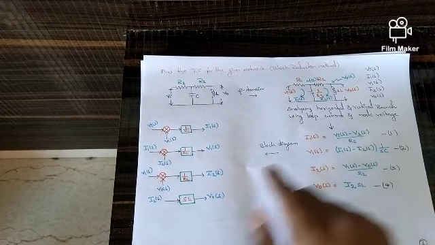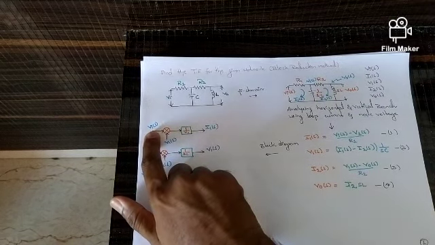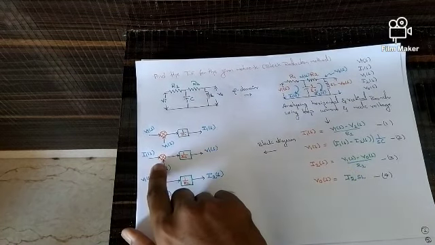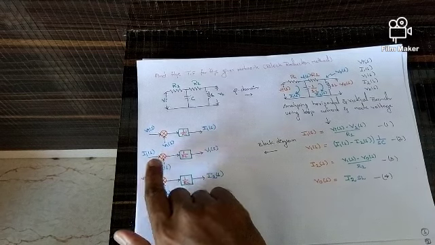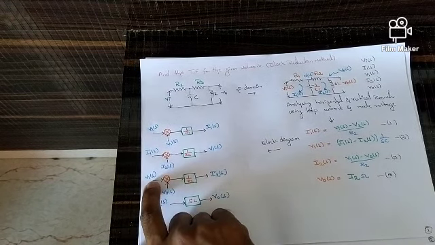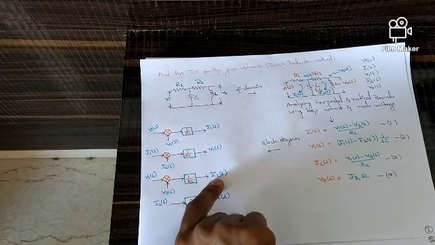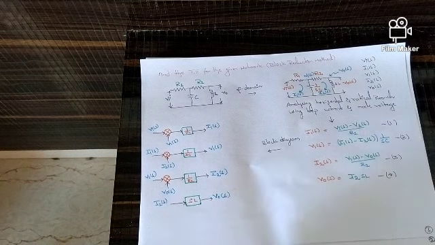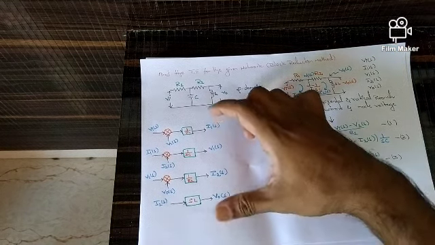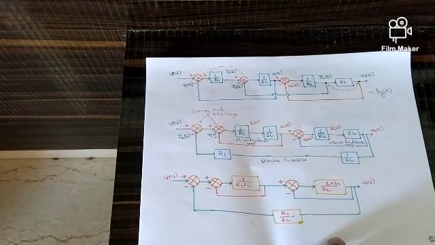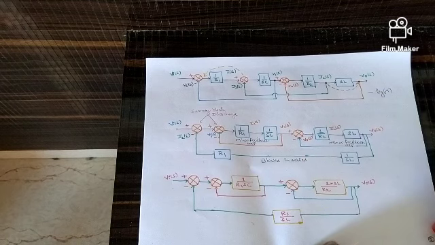As you can see, Vi of S is the input and the output is I1 of S. In the second block, I1 of S is the input and V1 of S is the output. Again here V1 of S is the input and I2 of S is the output. Similarly, I2 of S is the input and V0 of S is the output. So we can combine all these block diagrams into one block diagram, like this.